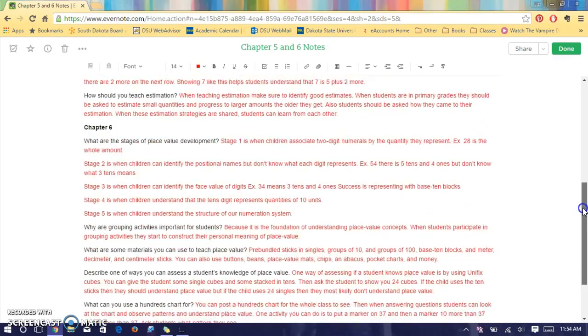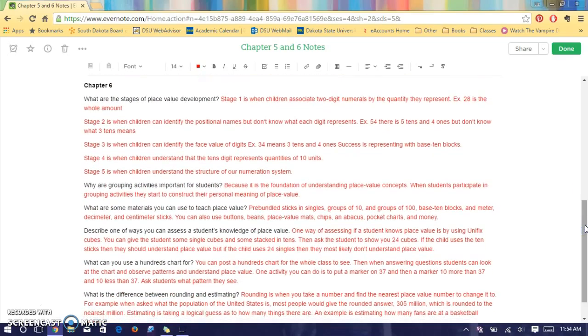Okay, and then chapter 6 focused on place value and understanding what each digit in a larger number represents, and then moving on to knowing all the different ways. So they talked about the stages from kindergarten to 5th grade. This chapter really gave you a lot of activities and questions you can ask to see if your students understand place value, and what to do if they don't.